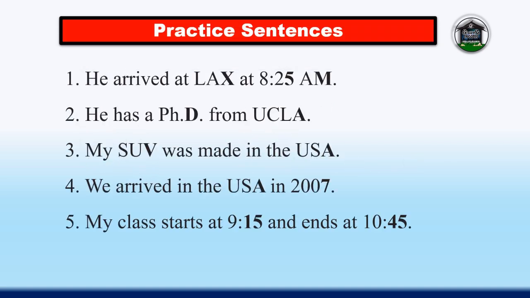Sentences for practice for abbreviations and numbers. He arrived at LAX at 8:25 a.m. He has a PhD from UCLA. My SUV was made in the USA. We arrived in the USA in 2007. My class starts at 9:15 and ends at 10:45.